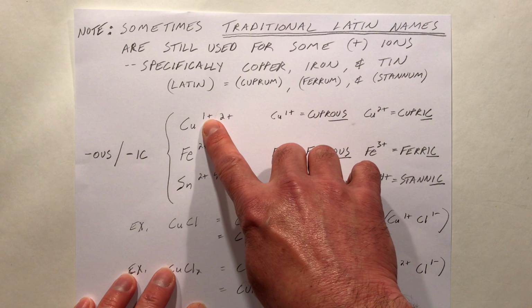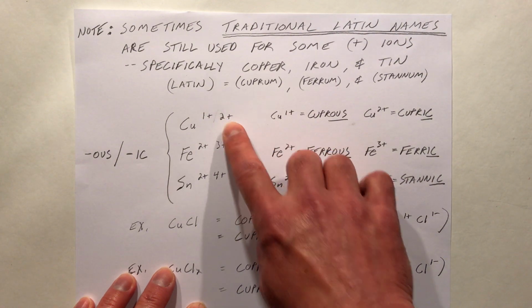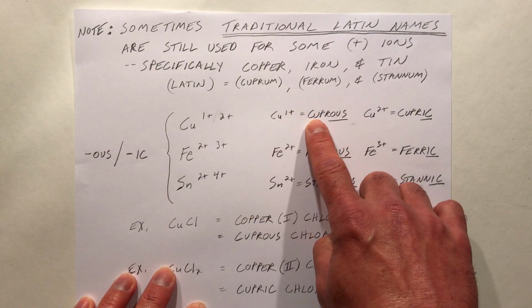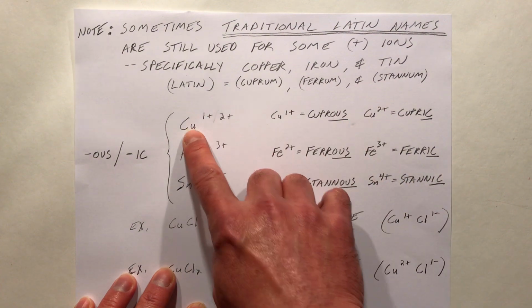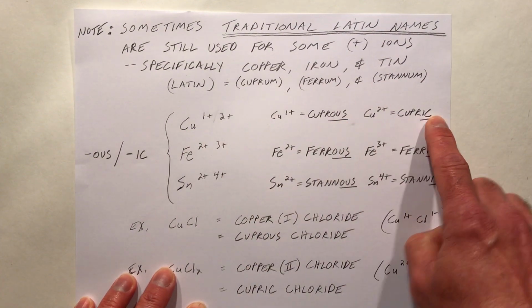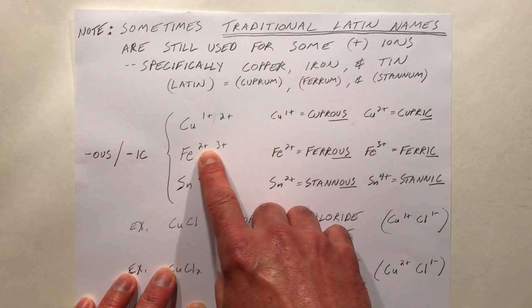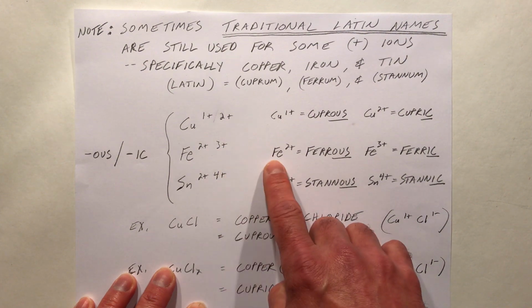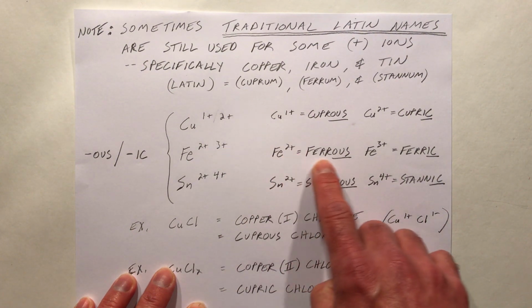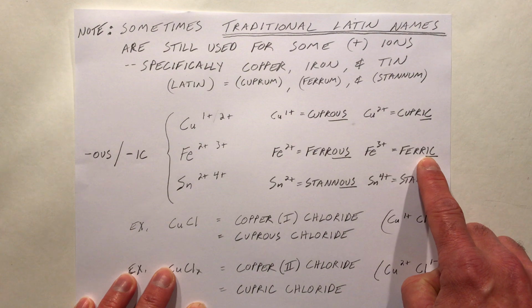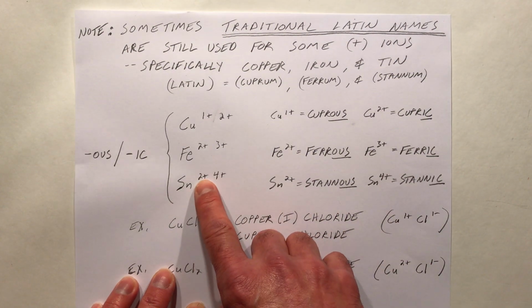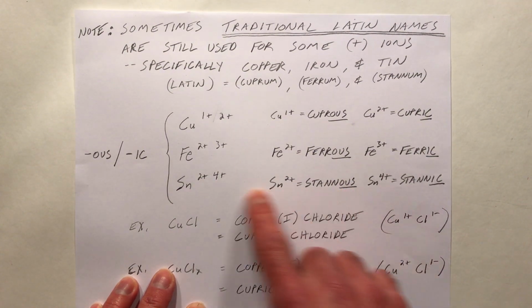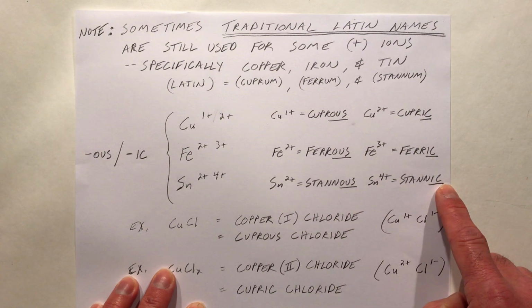So for copper, the smaller one is 1 plus, the bigger one is 2 plus. So copper 1 could be called cuprous, and copper 2 could be called cupric. Iron, the smaller one is 2 plus, bigger one is 3 plus. So iron 2 plus is ferrous, iron 3 plus is ferric. Tin 2 plus is stannous, tin 4 plus is stannic.